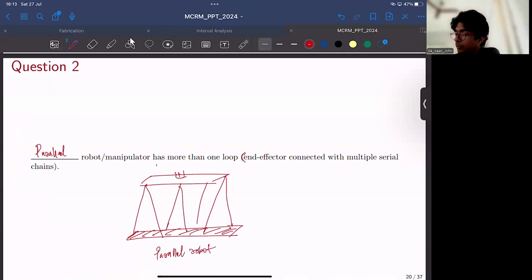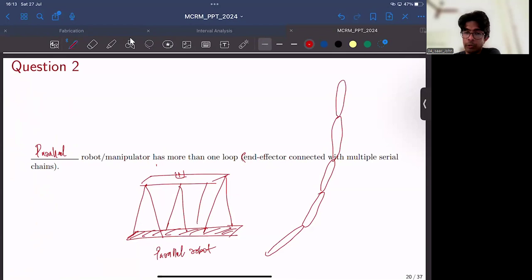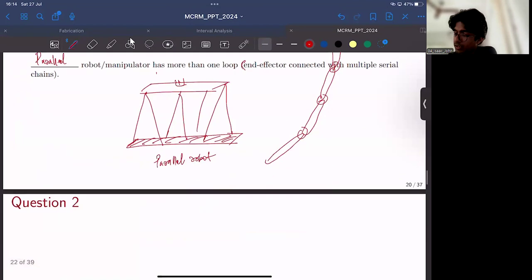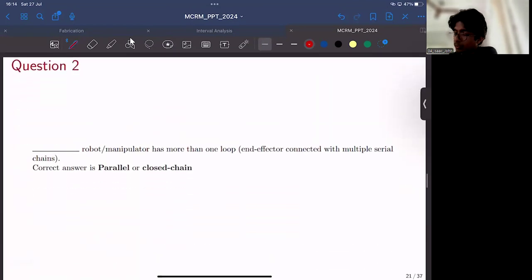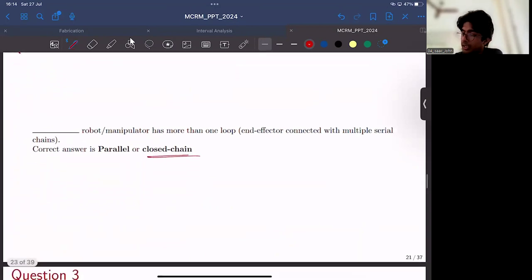Because in serial, we know that the serial rigid links are connected from head to tail, one to another serially using joints. And as you can see, there are no closed loops within the serial structure. So that makes this definition an obvious candidate for the parallel manipulator. If you check the answer, the correct answer is parallel robot or closed chain manipulators. Either option is correct.